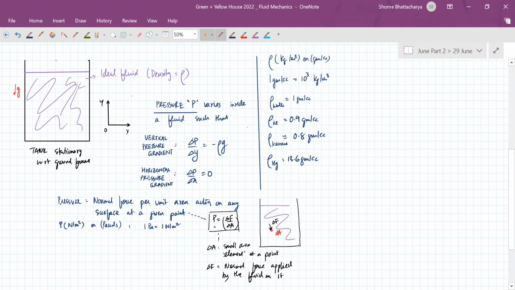And another important thing is that pressure is a scalar quantity, because even though we are writing it as force per unit area, it's a specific component of force. It is normal force, that means force perpendicular to the area. A component of a vector is not a vector quantity, it's a scalar. Hence pressure is a scalar. So additionally, you should understand this thing, that pressure is a scalar quantity.